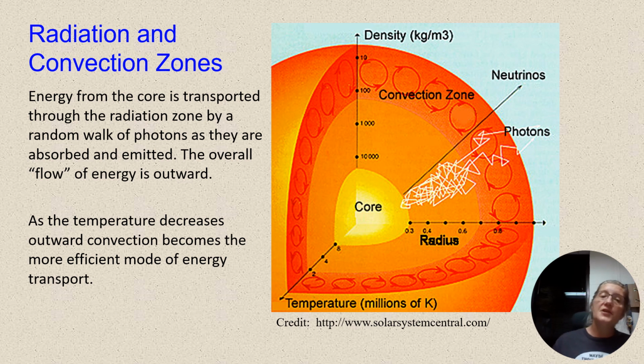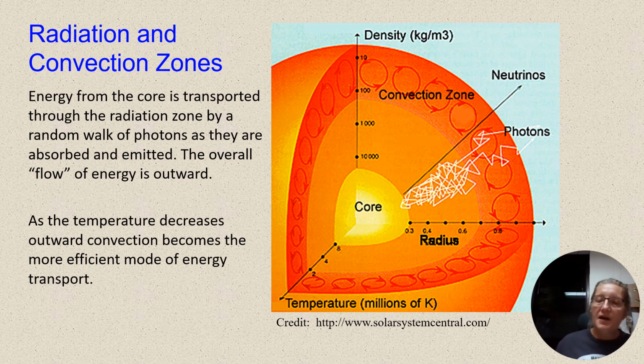So our radiation zone is an energy transport region. No new energy is generated in the radiation zone. It's all generated in the core. Energy from the nuclear reactions in the core is transported through the radiation zone by random walk of photons, like I said, as they're absorbed and emitted. The overall flow of energy is outward.